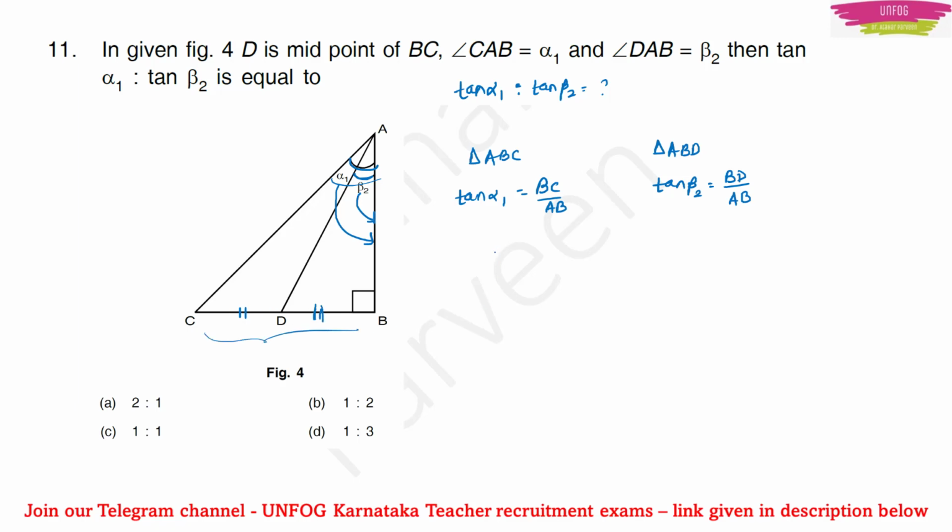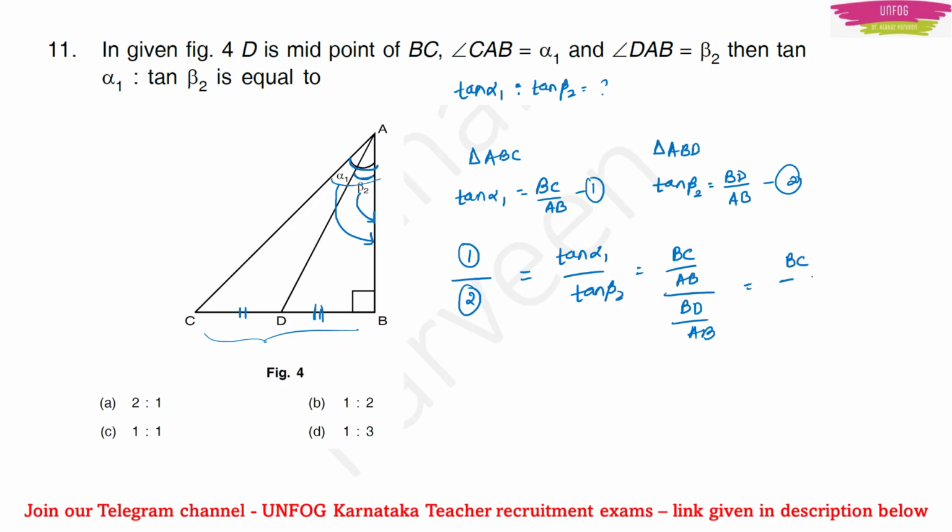Correct? Now what you can do, you take, let this be 1 and let this be 2. Now because we have to find the 1 upon 2 only, right? That is only asked in the question. So tan alpha 1 upon tan beta 2 will be equal to BC upon AB by BD upon AB. Correct? So this is nothing but you can write it as BC upon AB into AB upon BD. Or you can directly also cancel. It's up to you. I am taking one more step so that you will not get confused.